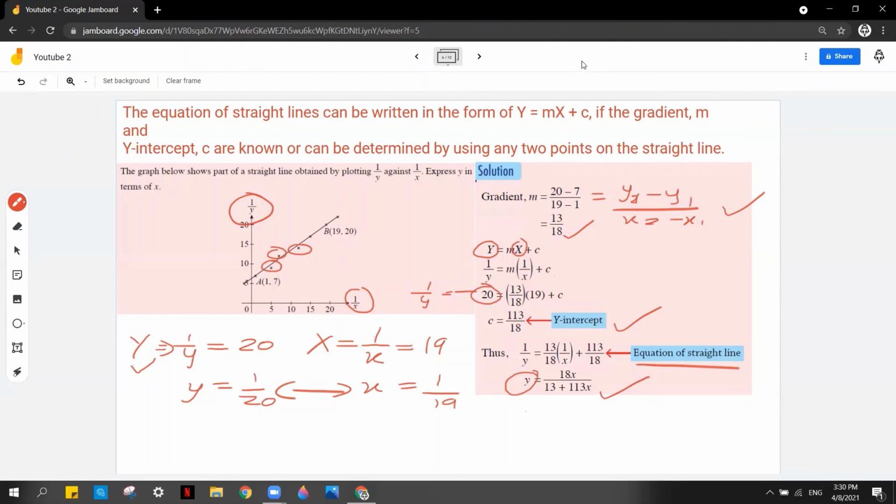There are a lot of possible values. There is not only 1 over y and 1 over x. There are even log y versus log x. There are so many, so you need to identify them and plot accordingly.